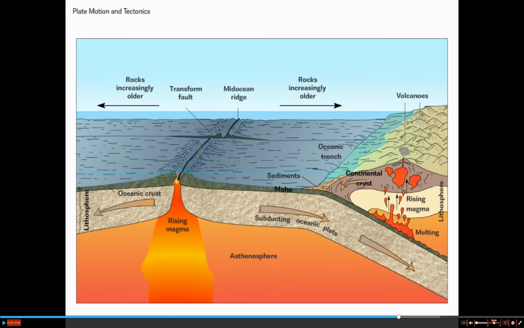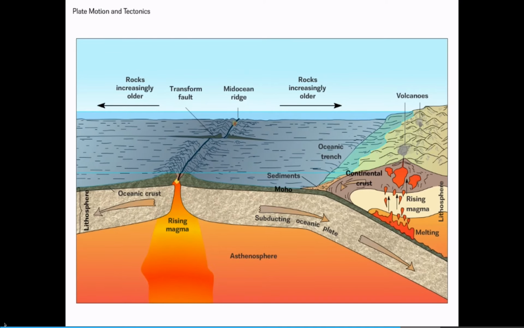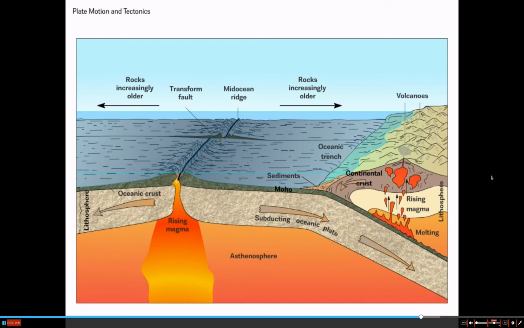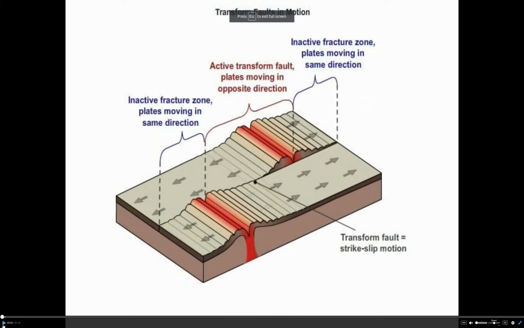So in this little section right here, that's the actual transform boundary, because this plate is moving to the left. This plate's moving to the left. They're in agreement. This part's moving to the right. This part's moving to the left. So in this area, there's conflict. There's friction, there's earthquakes, transform fault. That's pretty much it. That's pretty good. Subduction, explosive earthquakes.